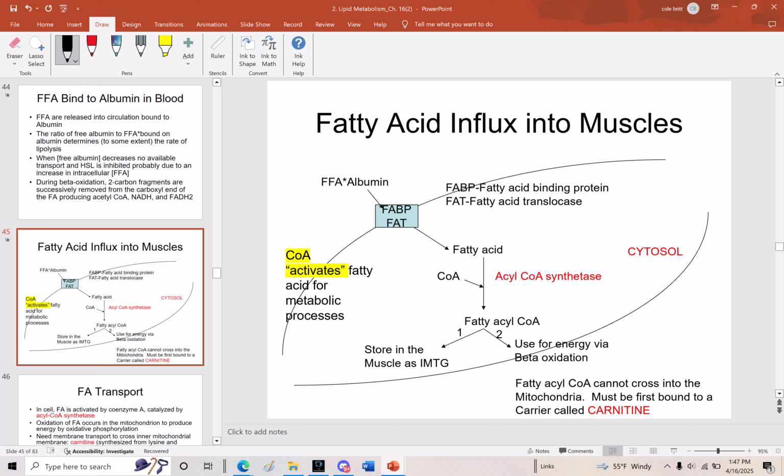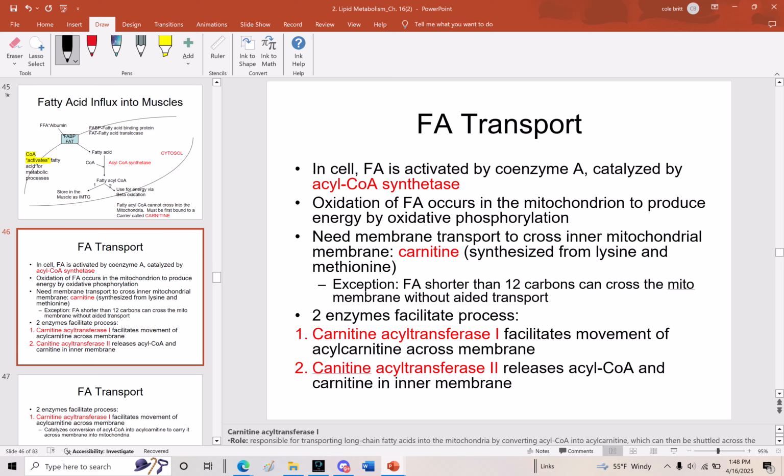All right. In the cell, again, I like to repeat myself, fatty acid is activated by coenzyme A, and here's that enzyme, acyl-CoA synthetase. It is a good one to know, although I don't have this one on the exam. Oxidation of fatty acid occurs in the mitochondria, and that's going to allow us to produce ATP. But first, we have to transport the fatty acid into the inner mitochondrial membrane.